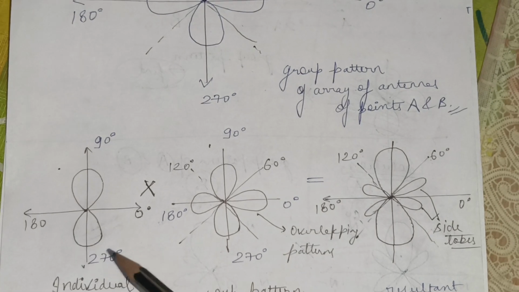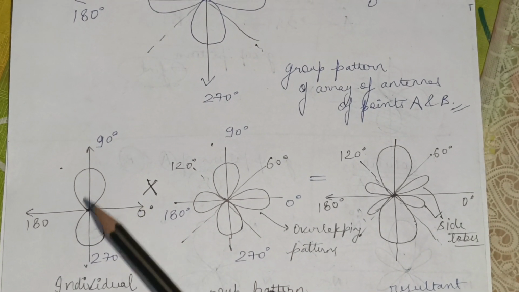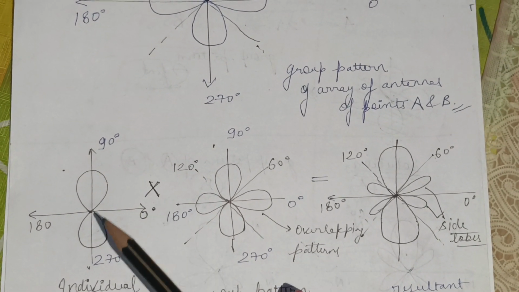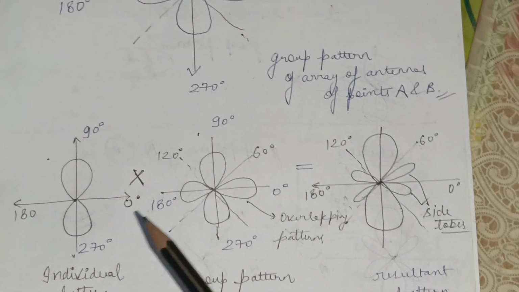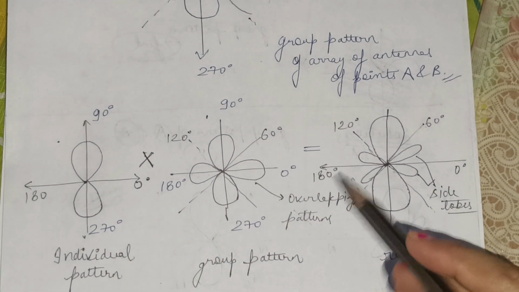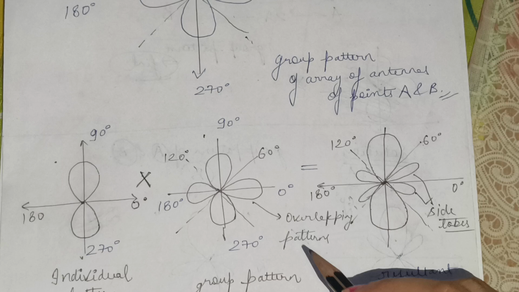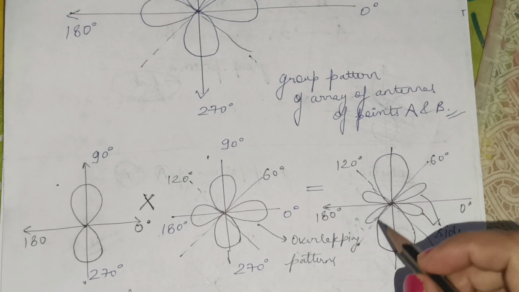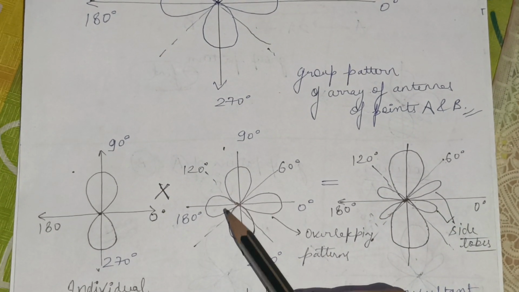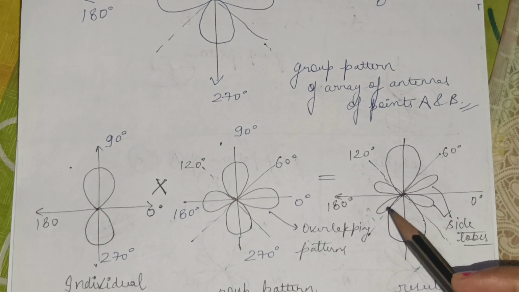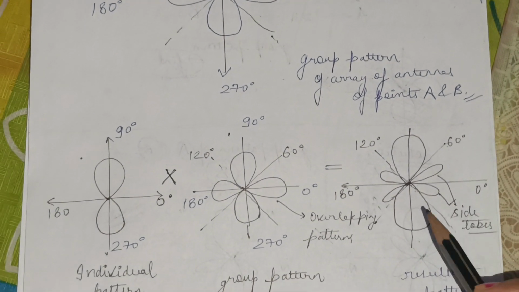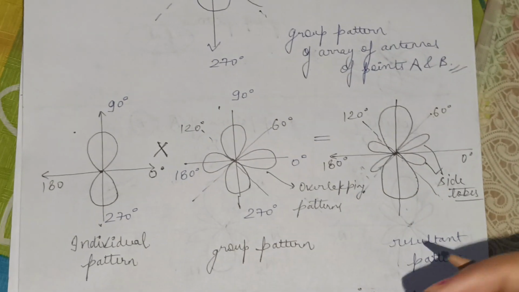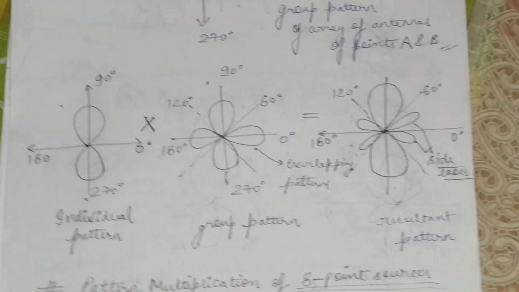And because in the individual pattern there is no radiation occurring, or you can say there are nulls occurring, the overlapping of patterns will occur and we will get side lobes. So when you multiply this by nulls you will get side lobes like this. So you can also practice with more element antenna arrays.